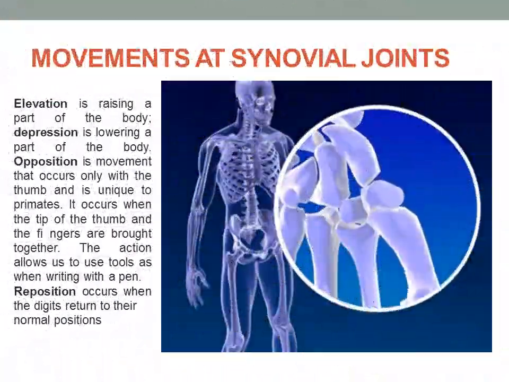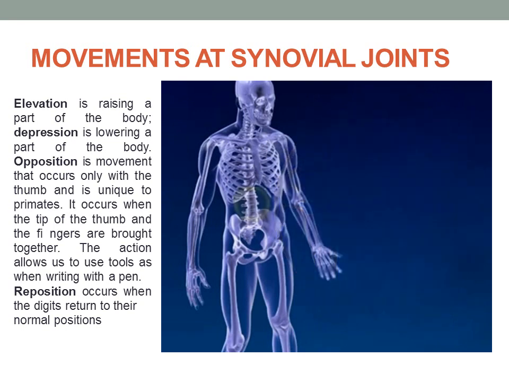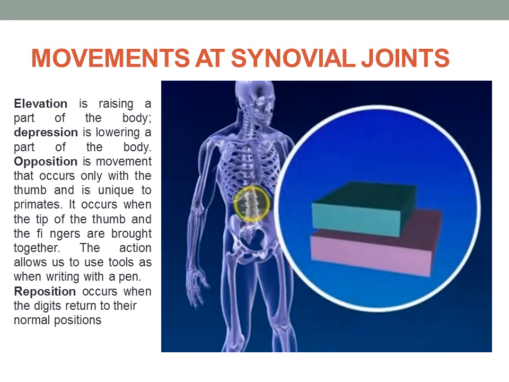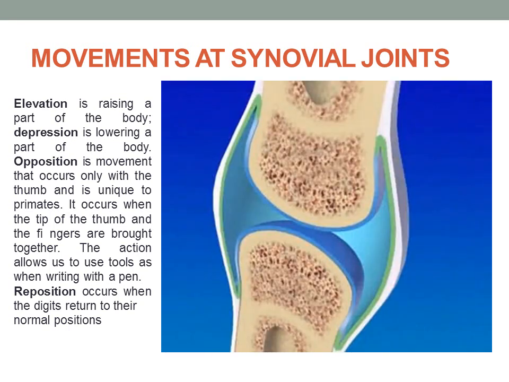Elevation is raising a part of the body. Depression is lowering a part of the body. Opposition is movement that occurs only with the thumb and is unique to primates. It occurs when the tip of the thumb and the phalanges are brought together. The action allows us to use tools as when writing with a pen. Reposition occurs when the digits return to their normal positions.